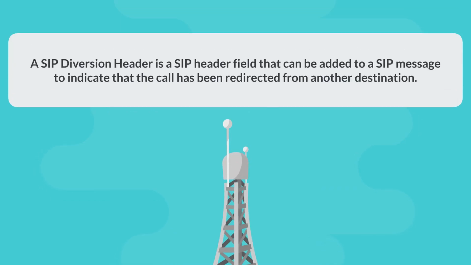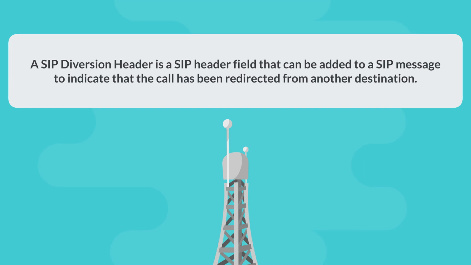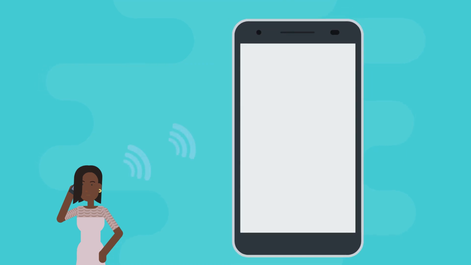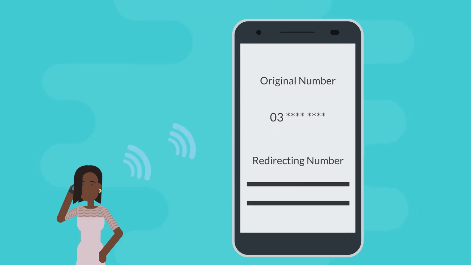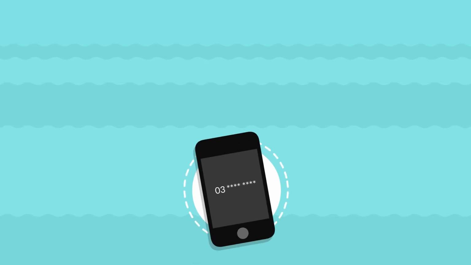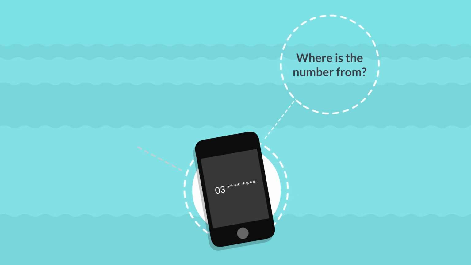A SIP diversion header is a SIP header field that can be added to a SIP message to indicate that the call has been redirected from another destination. For example, if a caller dials a number that is forwarded to another number, the SIP diversion header can include the original number and the reason for the redirection. Basically, it's a message attached to a number that tells the exchange where the number came from, where it wants to go, and why.